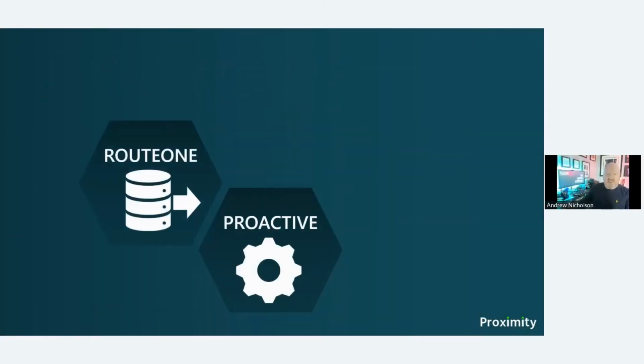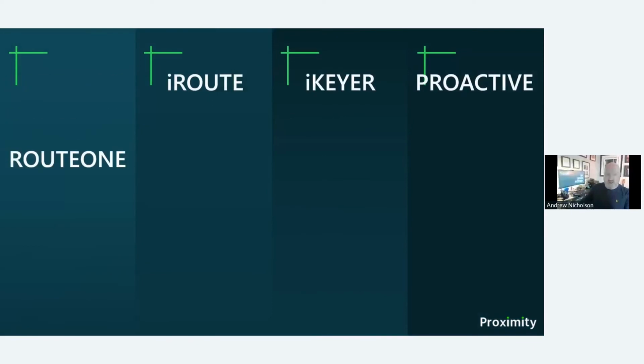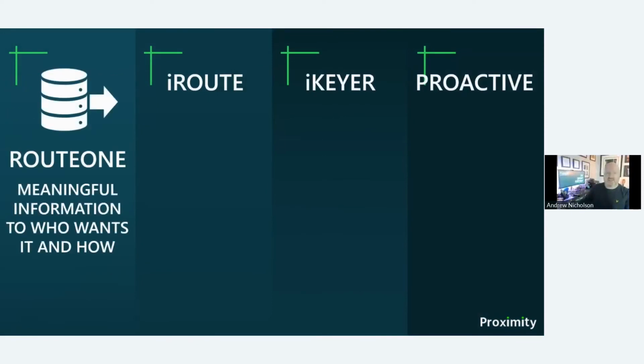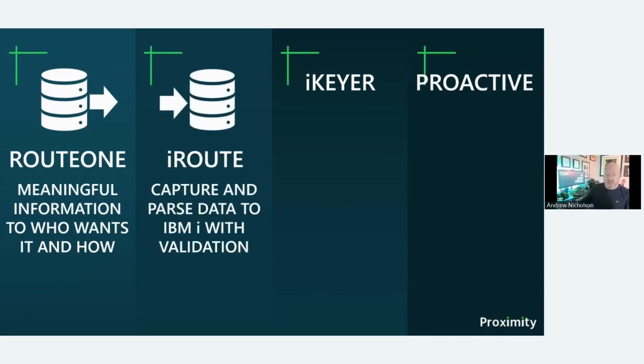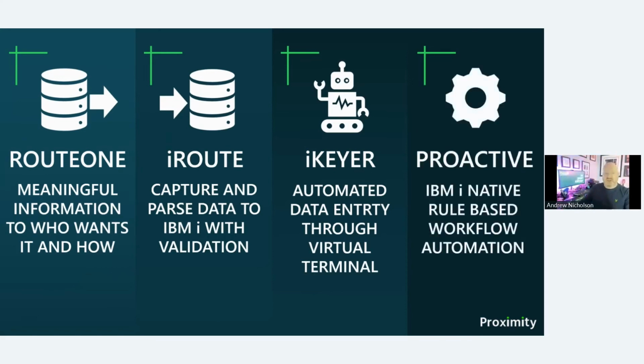So Proactive is an extremely powerful, multifaceted workflow solution, but when you combine these with RouteOne, iRoute, and iKeyer, you have the complete automation and integration enterprise suite that's been built from the ground up for the modern IBM i enterprise. RouteOne to free your data with automated IBM i data transformation and distribution, iRoute to integrate external data sources with your IBM i enterprise, iKeyer, the intelligent virtual terminal for automated data entry via 5250 sessions, and Proactive, automating your business processes and workflow without modifying core systems.